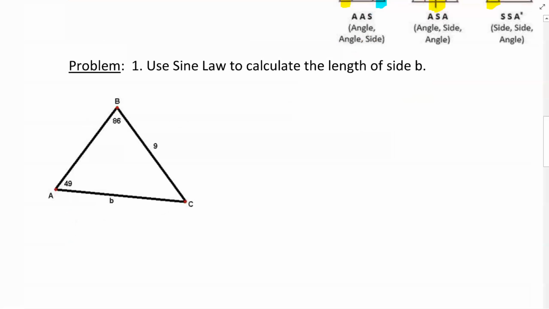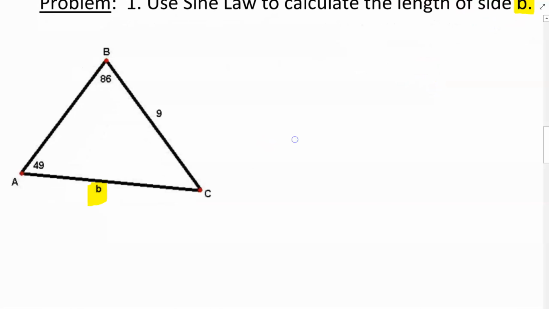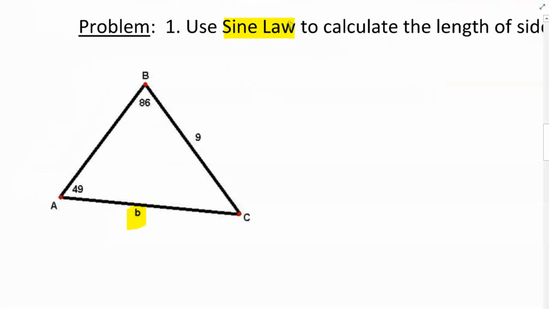Problem one, use the sine law to calculate the length of side B. All right, so here's side B right there. And how do we know we have to use the sine law? Well, just by looking at it, I can tell you we don't have a right angle triangle. There's no right angles.